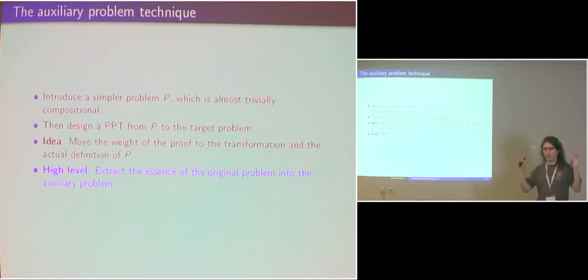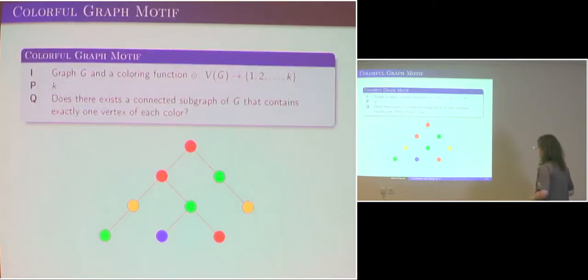So this is the motivation. But now let's look at that example. The auxiliary problem that I will work with will be called colorful graph motif. It works like this: I've got a graph G together with a coloring of its vertices in k colors.